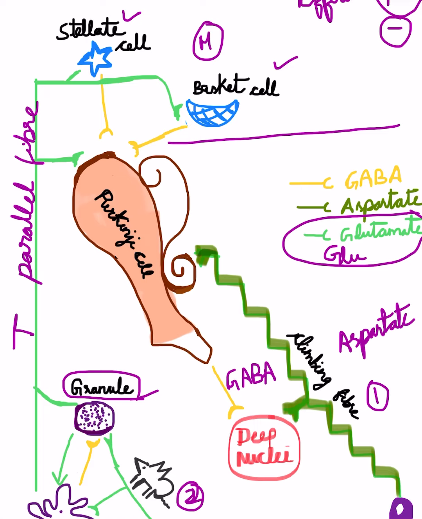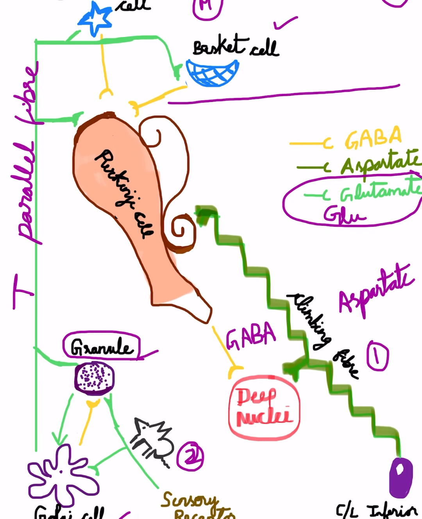Let's see a quick recap. We have two afferent fibers, the climbing fibers and mossy fibers. The climbing fiber arises from the contralateral inferior olivary nucleus, and it relays on the Purkinje cell and deep nuclei with the neurotransmitter aspartate. And we have the mossy fiber, which arises from the sensory receptors and carries sensory impulses to granule cells and Golgi cells and releases the neurotransmitter glutamate.